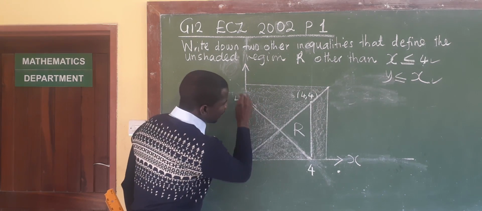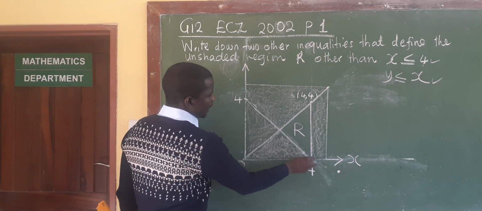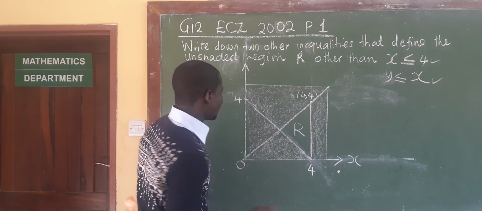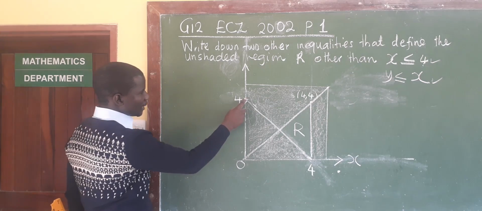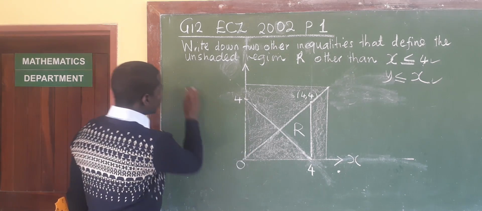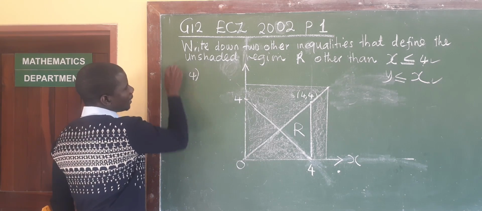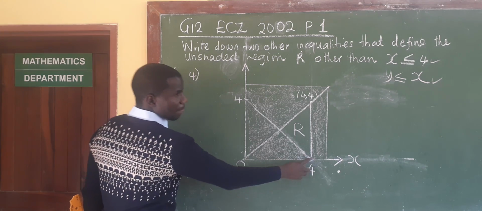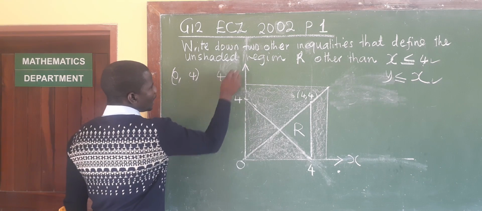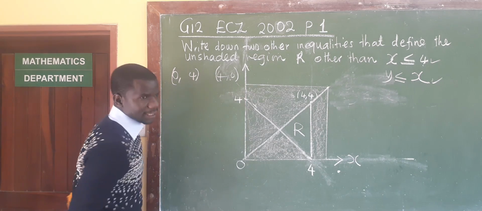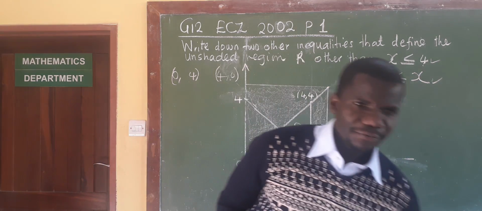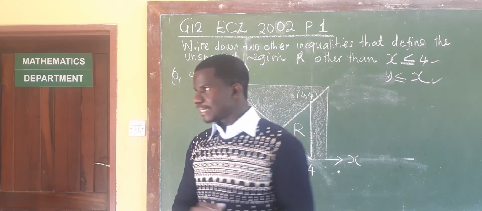Then, how do we find the equation of this one? We first of all need to get the coordinates here. What are the coordinates? This is 0, 4. Then what is the coordinate here? It's 4, 0. Then we need to get the gradient first. How do we find the gradient?